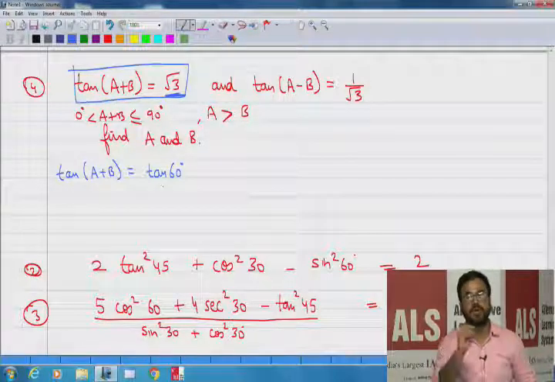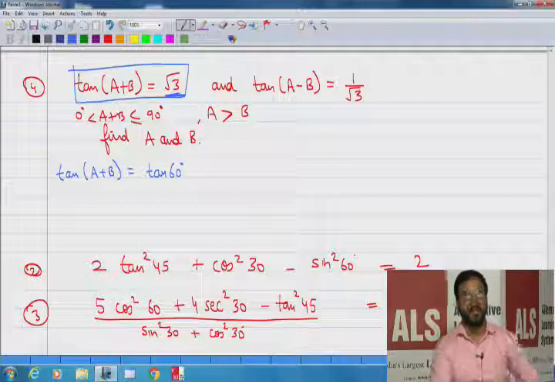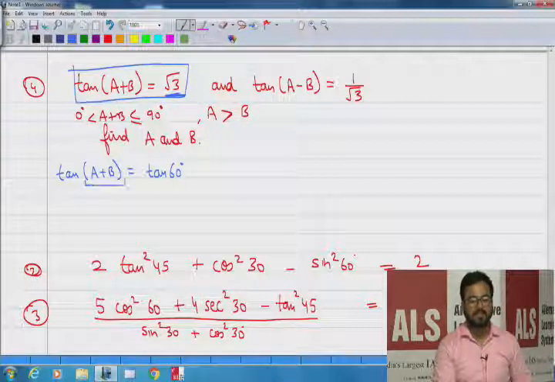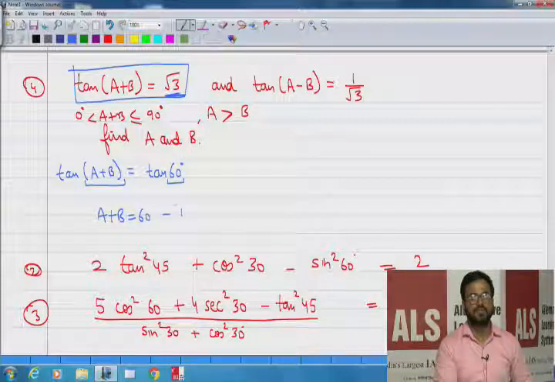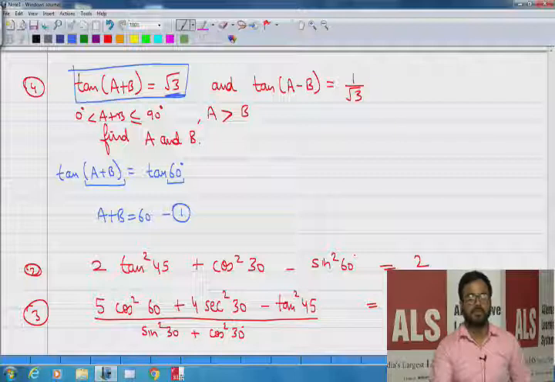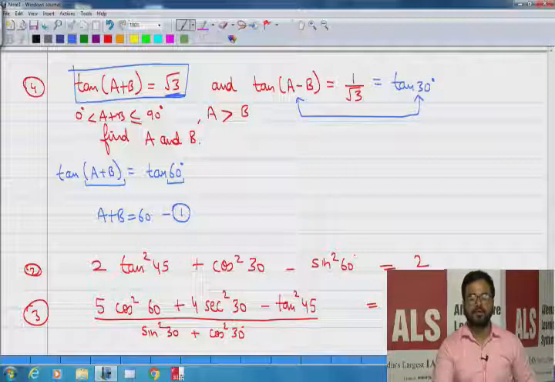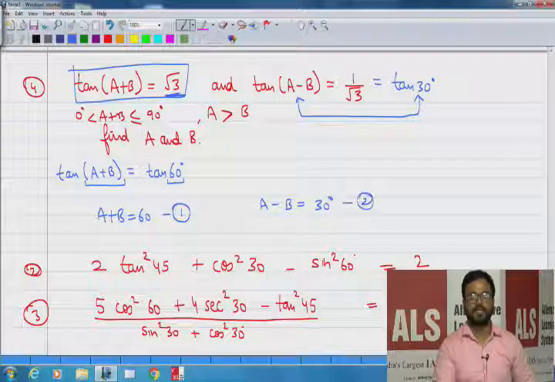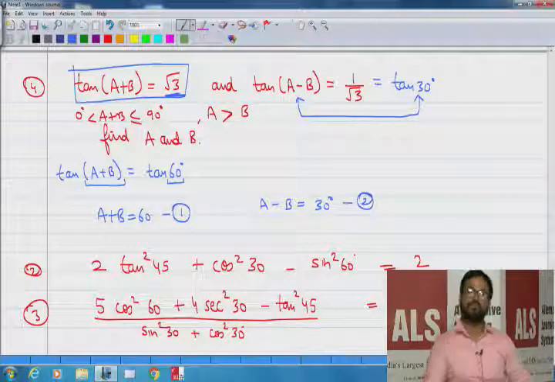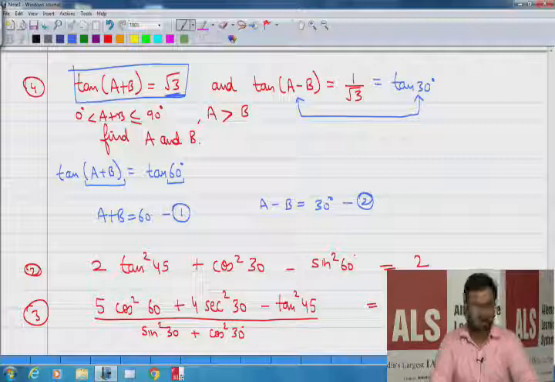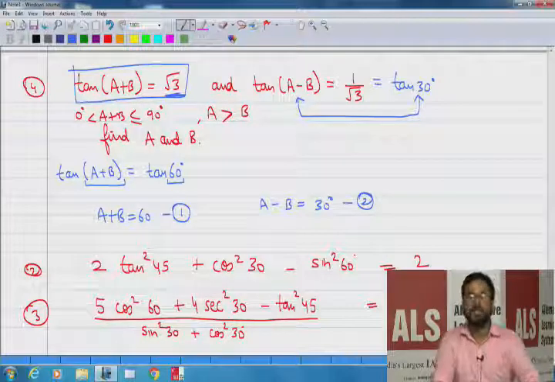Now you can equate the argument. Argument is nothing but the angle. So this a plus b and this 60 are equal. So a plus b is equal to 60 degree. This is your first equation. Similarly, from this one, 1 by root 3 is nothing but tan of 30 degree. So now you can relate the argument: a minus b is equal to 30 degree. This is your second equation. Now using these two equations, you can find the values of a and b, which are 45 and 15. Make sure that a is greater, so that's why a is 45 and b is 15.